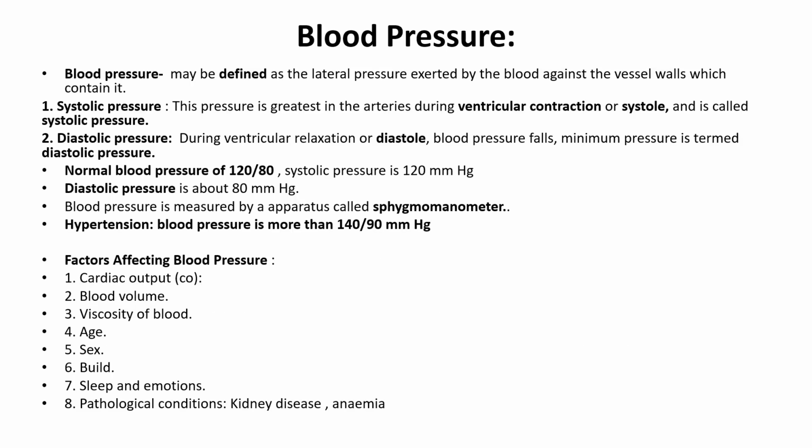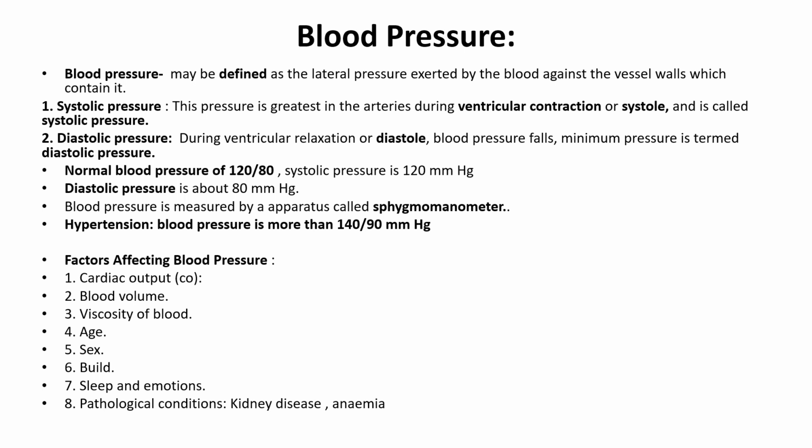Arterial blood pressure. Blood pressure is defined as the lateral pressure exerted by blood against the vessel walls. It is of two types, systolic and diastolic. The maximum pressure exerted during ventricular contraction is called the systolic pressure, and the minimum pressure during ventricular relaxation, that is diastole, is called the diastolic pressure. The normal blood pressure is 120/80. That means systolic pressure is 120 mm of mercury and diastolic pressure is 80 mm of mercury. Blood pressure is measured by an apparatus called a sphygmomanometer, and when blood pressure is more than 140/90 mm of mercury, it is called hypertension.